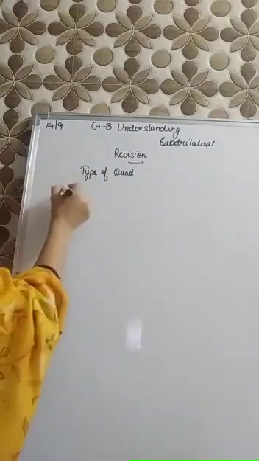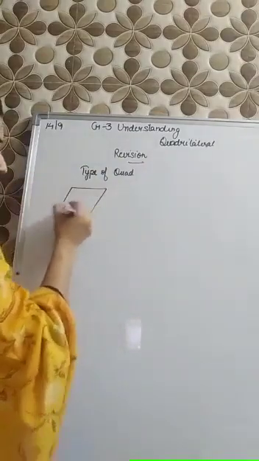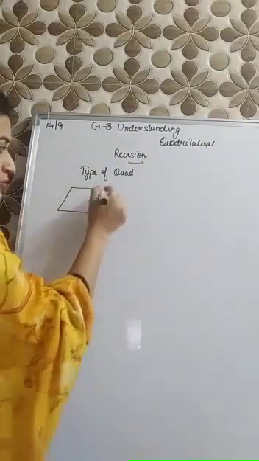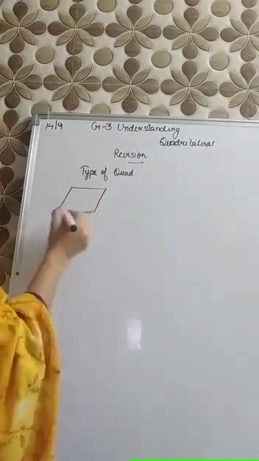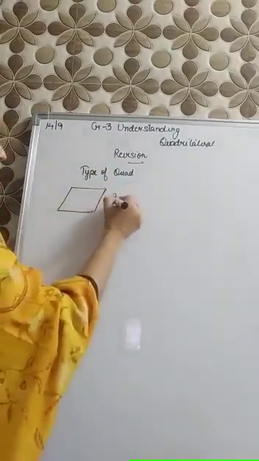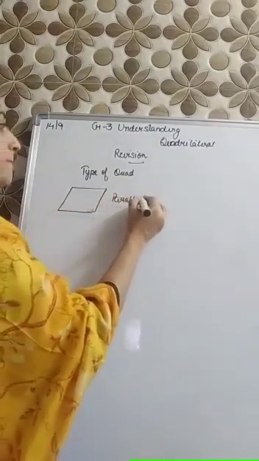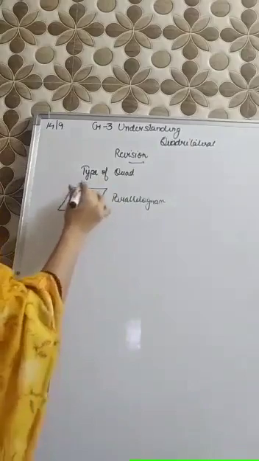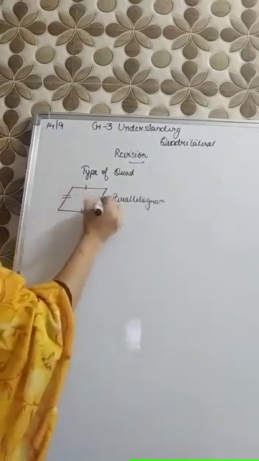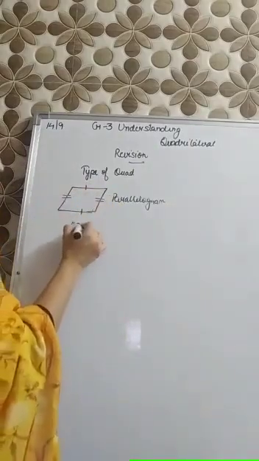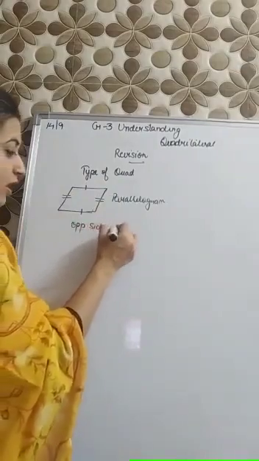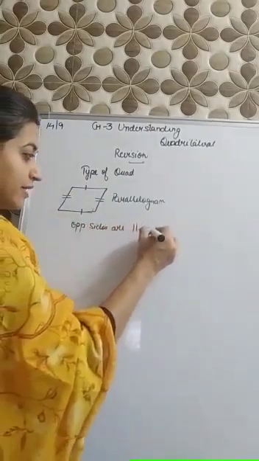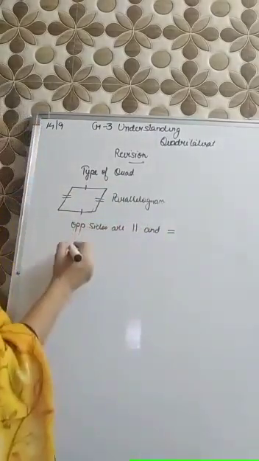First type of quadrilateral is a parallelogram. I am discussing the properties of this figure, parallelogram. In this parallelogram, opposite sides are parallel and equal.